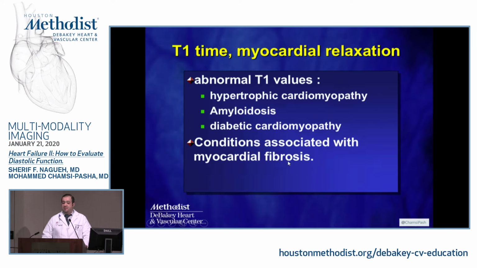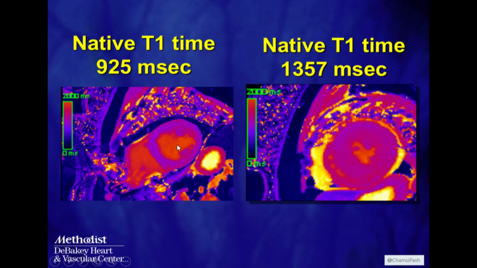So there are unique times that we acquire during the MRI examination. One of them is the T1 time, which is how long it takes for the myocardium, after being subjected to a magnetic field, to relax and get back to its normal relaxation phase. We have seen multiple studies showing abnormal T1 values in people with HCM and amyloidosis, along with diabetic cardiomyopathy. And anything that increases collagen tissue or expands your extracellular matrix is going to prolong your T1 time. So here's a T1 map image that we can see. Here's a short axis view of the heart. Here's the LV, here's the RV, and we are at the mid ventricle.